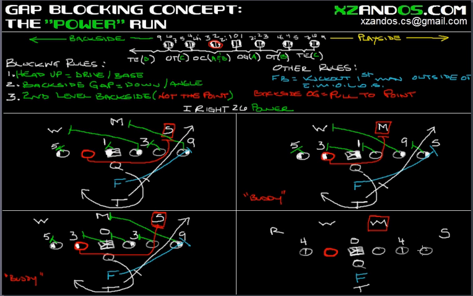So again, for the tight end, head up. Nobody is head up, so we're going to go backside gap. Backside gap is from a 4 to a 6. We do have a 4, so we are going to block down with the tight end on that 4 technique there.